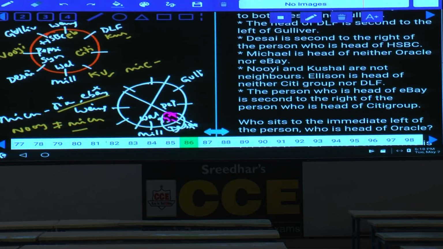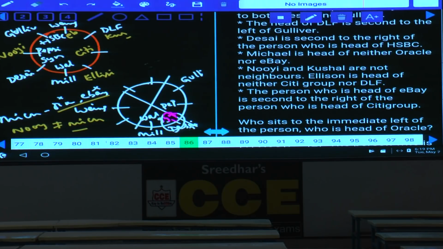Ellison head of neither Citigroup nor DLF. Ellison cannot be DLF nor Citigroup. And Citigroup and DLF is ruled out. And this Ellison must be Oracle, isn't it? Hence what is left over here? Ellison must be at this place. And as this Ellison must be at this place, now this Ellison is the head of what? This Ellison is neither head of Citigroup nor DLF. And what else is left over here?